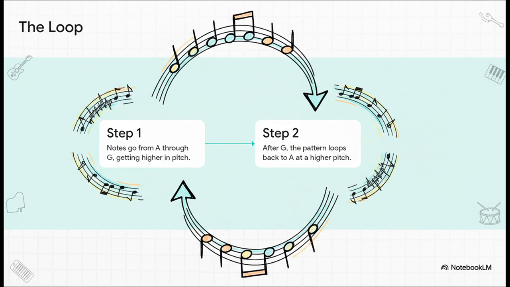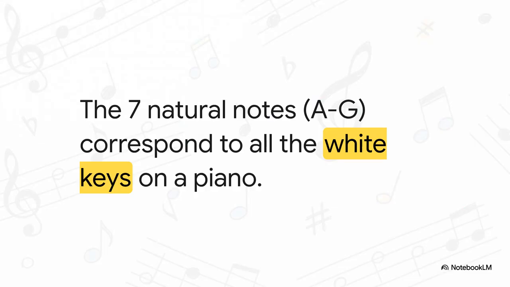Okay, so a natural question is, what happens when you hit G? Do you just stop? Nope, the whole thing just loops right back around. As you go up from A to G, the notes get higher in pitch. Then after G, you just start over at A again, but a higher version of A. It's a cycle that just keeps on repeating. And you know the best way to picture all this? A piano. Those 7 letters, A through G, that's all the white keys. Just think of them as the main natural notes. They're like the main highway on our musical road trip.